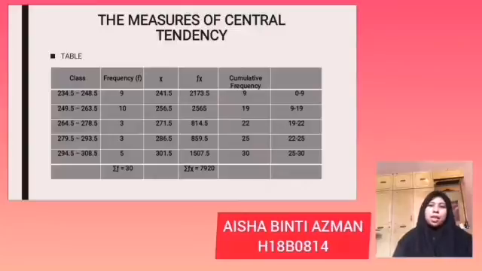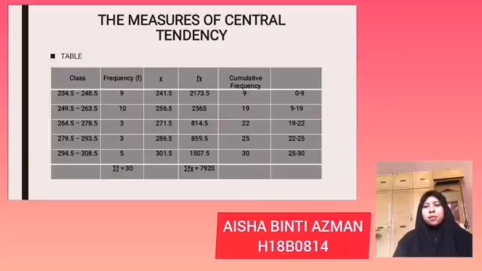Okay, the next is fx. Fx is easy. F we get from the frequency. X is from the midpoint. So we multiply them together. So, for example, the first class row, 9, which is the frequency, we multiply with x, 241.5, and it equals 2173.5. That is the answer for fx.